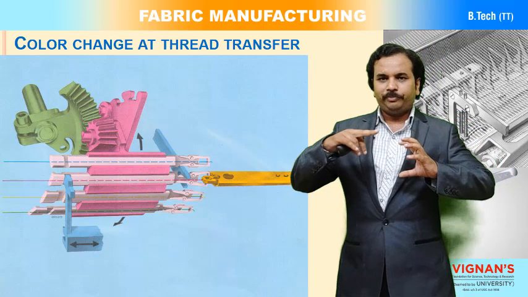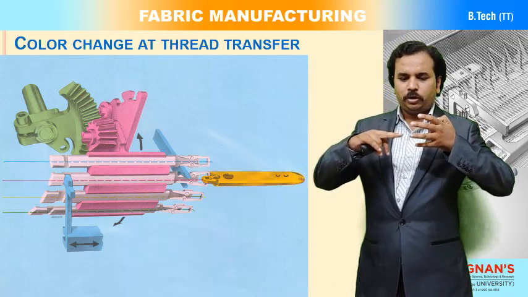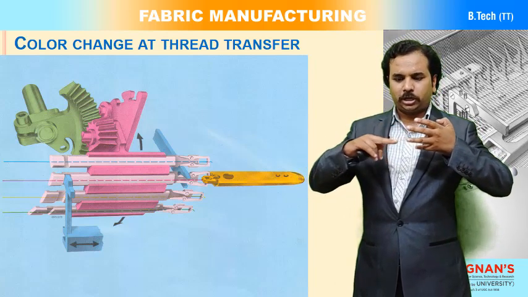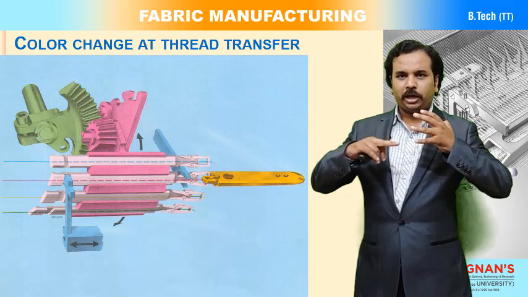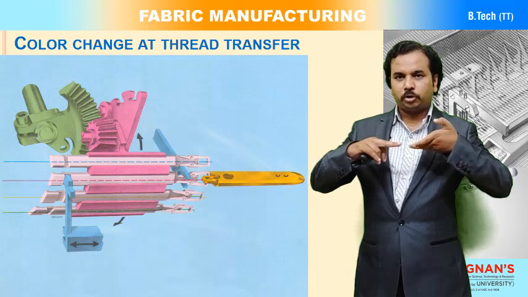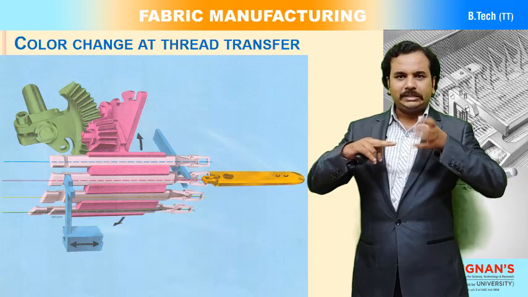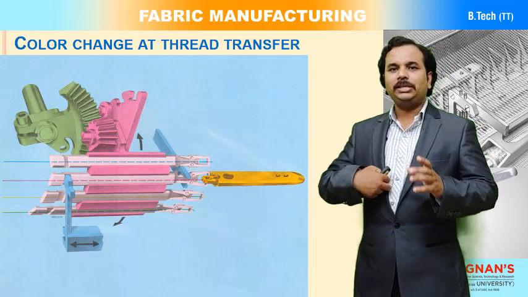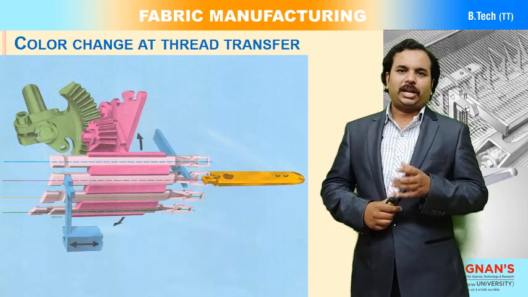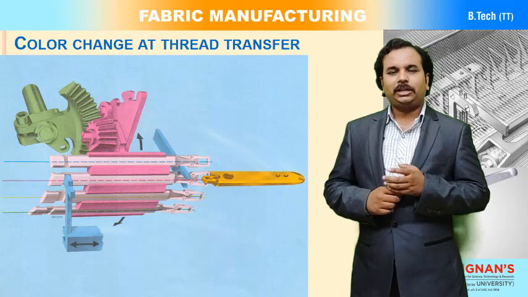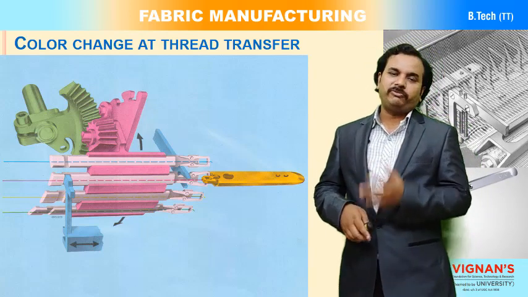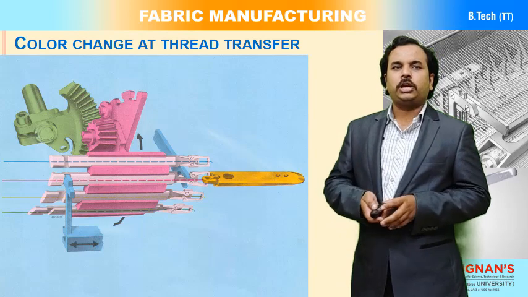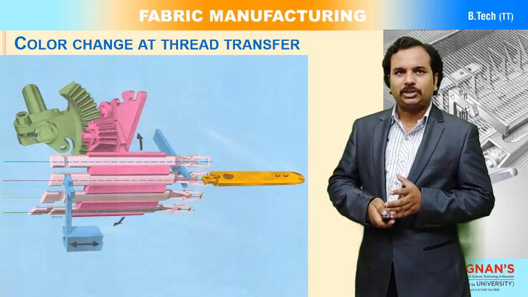Now there are 4 different colors. Now it is nearer to the third one. If you want the 4th one, then it will rotate to the 4th one. If you want the first one, the color change mechanism will rotate and come to the first one, second one, third one, 4th one. Like this the mechanism will be rotating, so the selection will be done by this mechanism. As per the selected thread, the particular thread color or thread type is going to be fed to the projectile. So this is how the color change at the thread transfer is done.